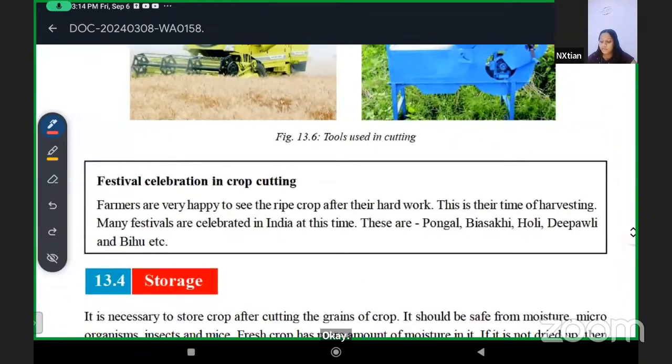Festival celebration and crop cutting. Farmers are very happy to see the ripe crop after their hard work, so they celebrate. Now, this is the time of harvesting. Many festivals are celebrated in India at this time, when the crops are fully ripe and harvested. At that time farmers celebrate festivals like Pongal, Baisakhi, Holi, Deepavali, and Bihu.